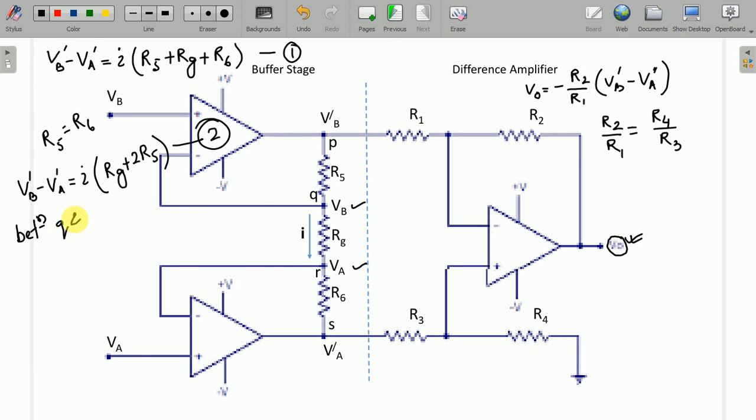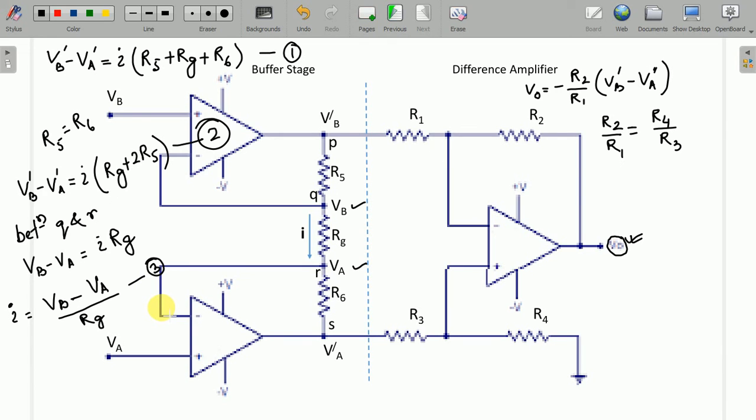Also, between the points Q and R, what can we write? VB minus VA is equal to I multiplied by RG. So we can find the value of I. This I is nothing but VB minus VA divided by RG. I can obtain this value of I. Let me call this equation number 3.